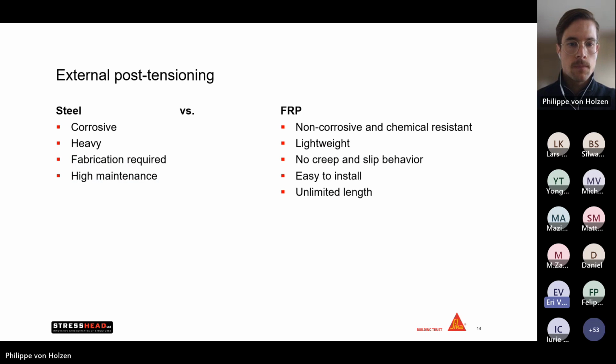And then, as I mentioned before, external PT has been traditionally done with steel, but we know, obviously it has advantages, but with steel, it is corrosive. It's much heavier and more difficult to install. There's fabrication that's required and it can be high maintenance. Whereas with FRP, we're dealing with a non-corrosive and chemically resistant material that's lightweight. Another very cool aspect about the CarboStress solution is that it has no creep and slip behavior from the test data that we have. It's very easy to install. You can get it on the field in unlimited length and just cut it to size in the field. And so those are just some of the main advantages when compared to traditional FRP.